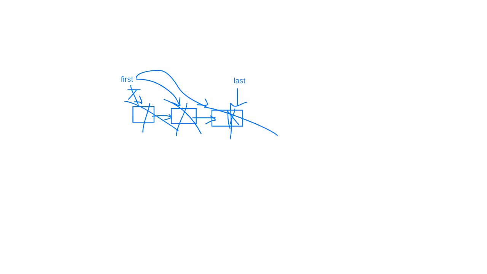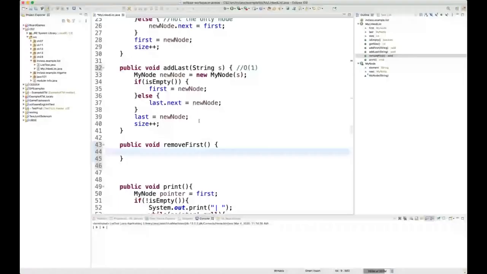So we really have to go to our first and change its value to its next one. Sorry, I said last, I meant first. I have to change the value of it to the next one. So that's the only change that we have to do. Let's go back to our code and we're going to start implementing. Since we already have this method telling us if the linked list is empty or not, I'm going to use that.